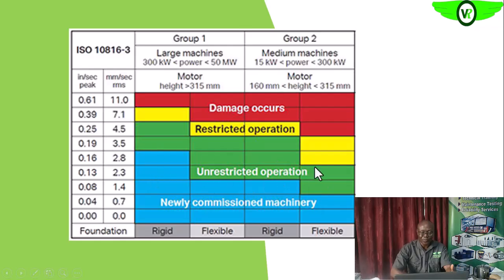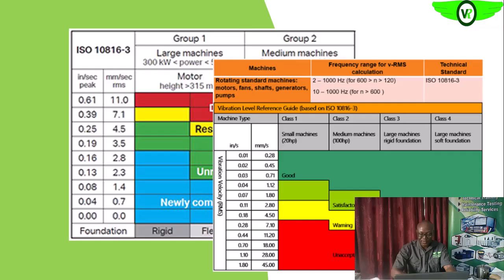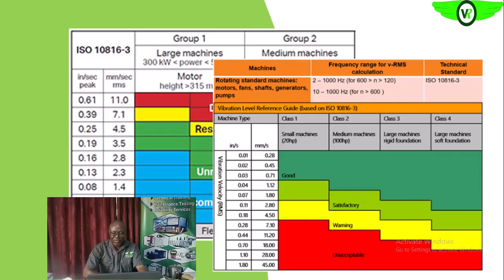So you just compare what you collected from the field with what you have on this vibration monitoring chart, or the chart that came with the instrument that you bought. So this is very easy to use. Then this is another. We have different classes of machines here.